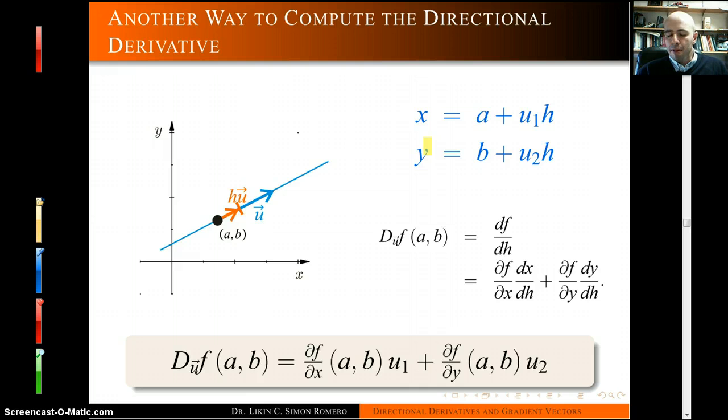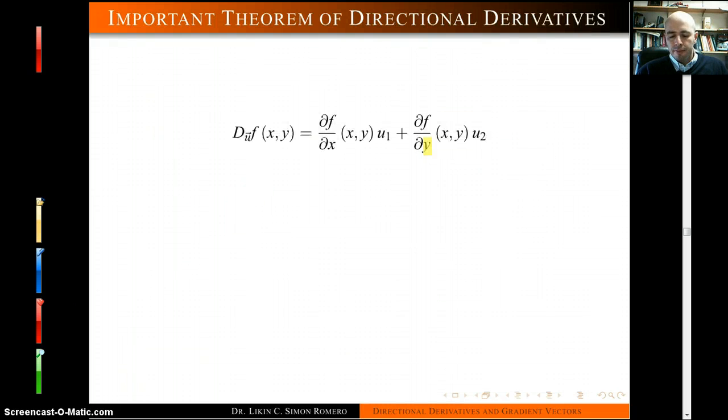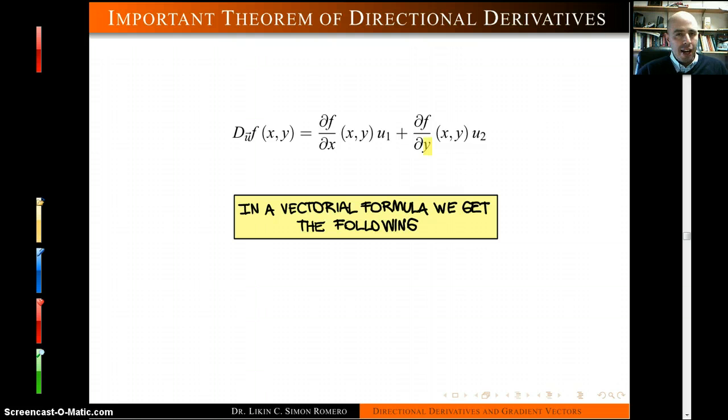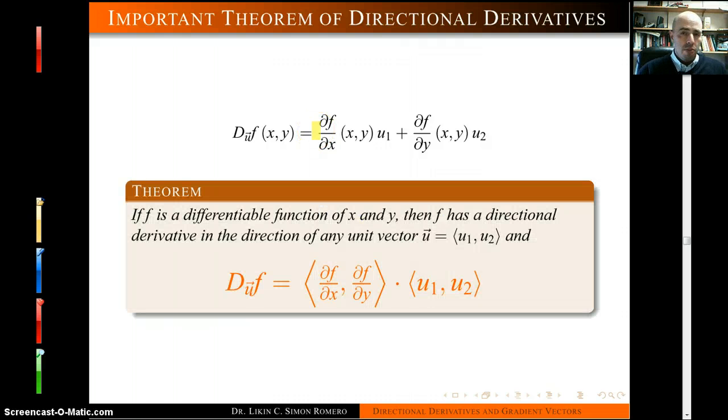Now this formula can be improved a little bit more by asking: can I write this in a vectorial form? In other words, can I get a vectorial formula? And the answer is yes. Remember that every single chain rule can be expressed as the dot product of two vectors, and that's the theorem that we have. So the directional derivative is going to exist if the partial derivatives exist, and it is going to be equal to the dot product of the vector consisting of the partial derivatives and the unit vector. Remember, this vector u has to be a unit vector. That's very important.